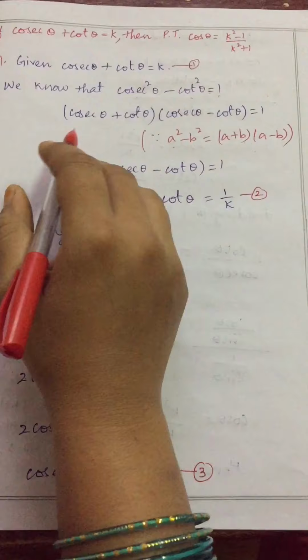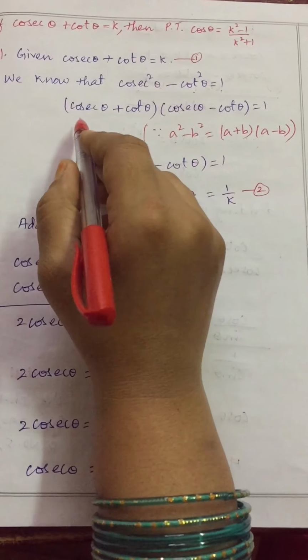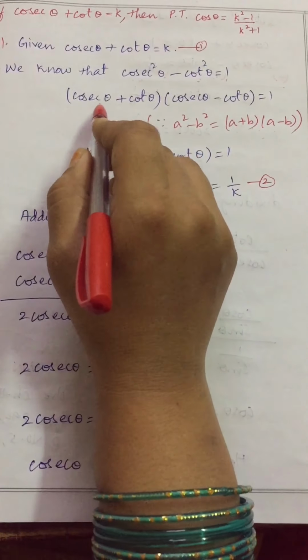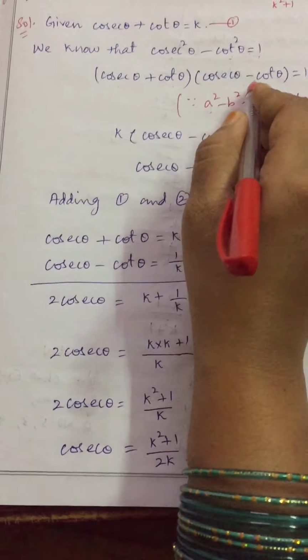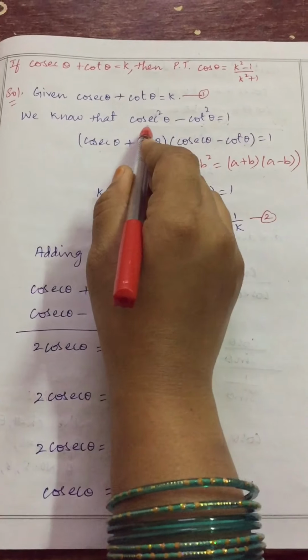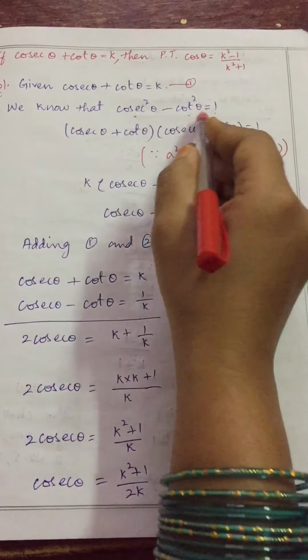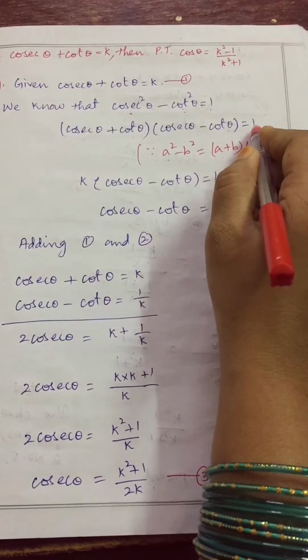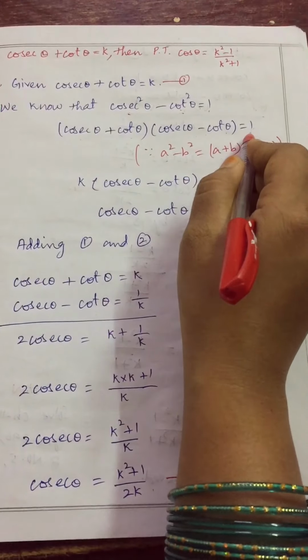That only we are writing in the formula. So a square minus b square, we need to write (a plus b) into (a minus b). So (cosecant theta plus cot theta) into (cosecant theta minus cot theta), because in place of a, cosecant theta is there, and in place of b, cot theta is there. So that is equal to 1. Clear, children? Cosecant theta plus cot theta into cosecant theta minus cot theta equal to 1.